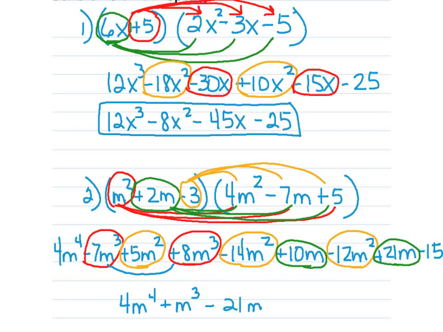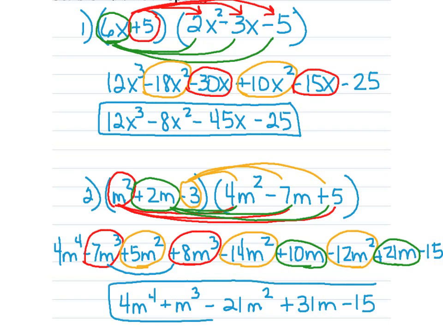And now in green we have the m terms. Positive 10m plus 21m is positive 31m. And negative 15 does not have a like term, so that comes down on its own. And here is the product of 2 trinomials being multiplied together.